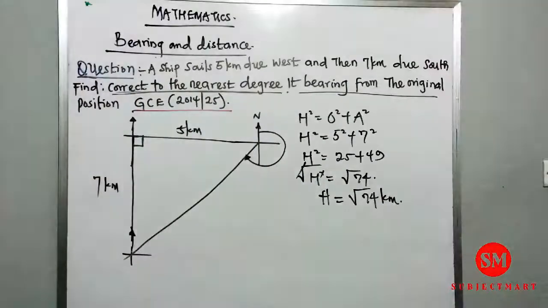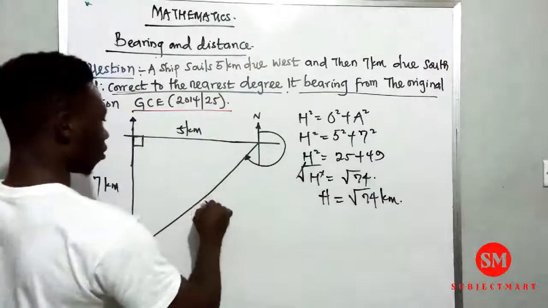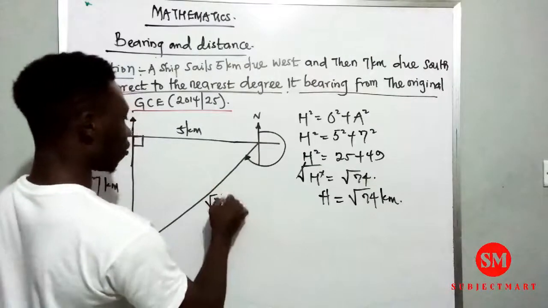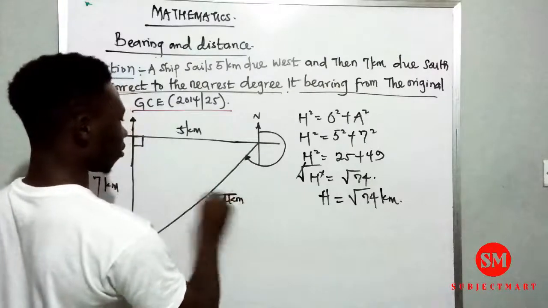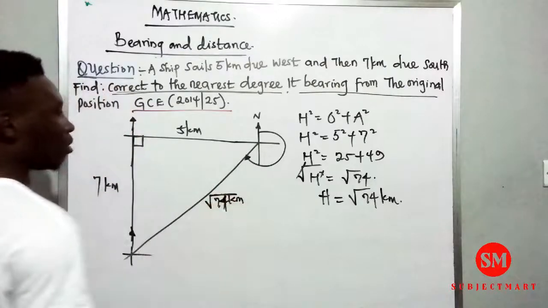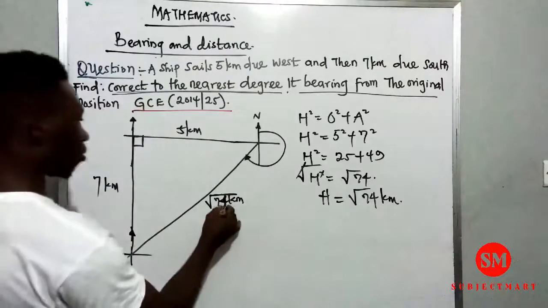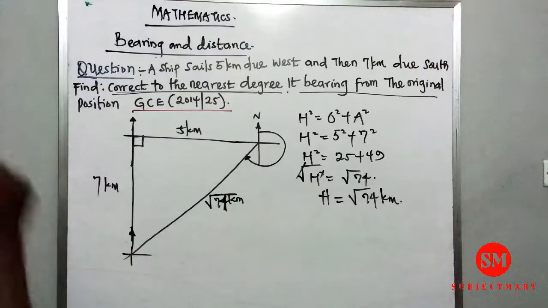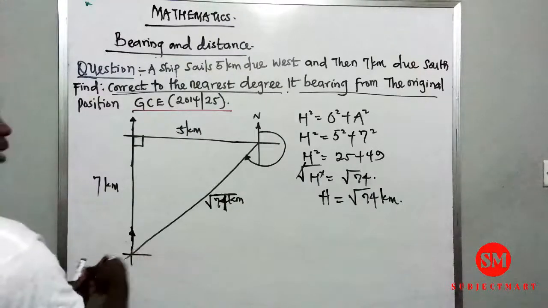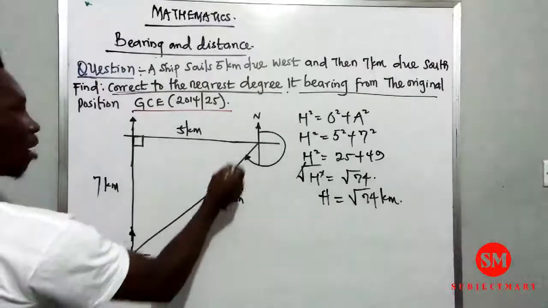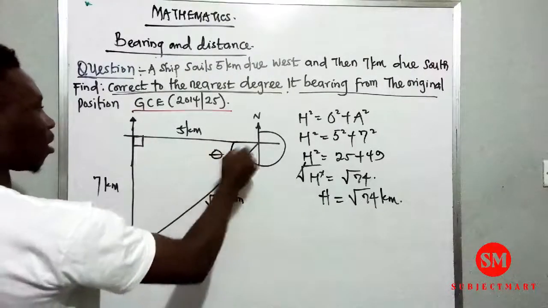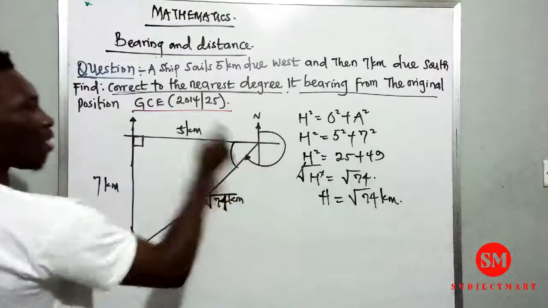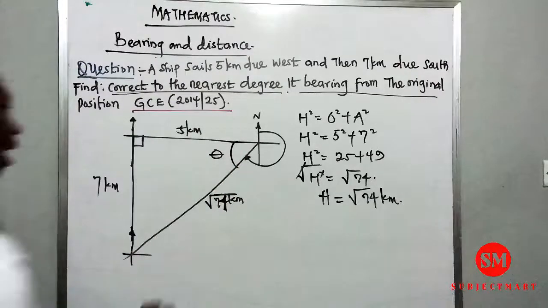Now we have this particular place at root 74 kilometers. If you use your calculator, it's going to give its value in decimal. So having root 74 kilometers, we can now proceed. What are we to do next? Since we found this, for us to know the bearing, we have to know what this internal angle is. If we don't know this internal angle, we'll not be able to find the value of this place. So to find this internal angle, we need to use the sine formula.